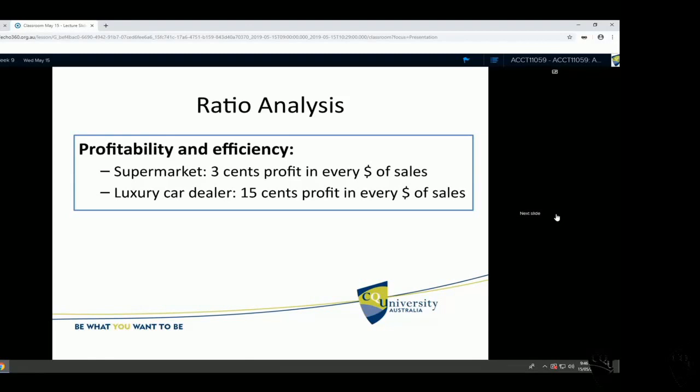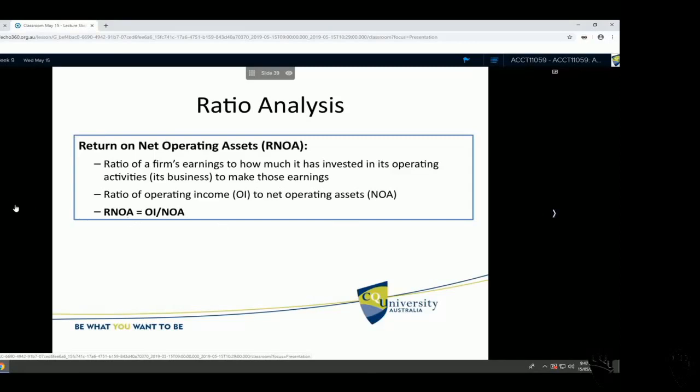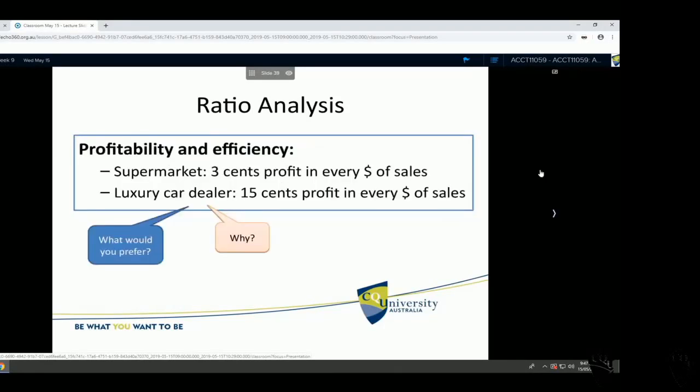What would you prefer? 3 cents profit margin or 15? Well, most of us would prefer 15 to 3. But there's more to it than that.